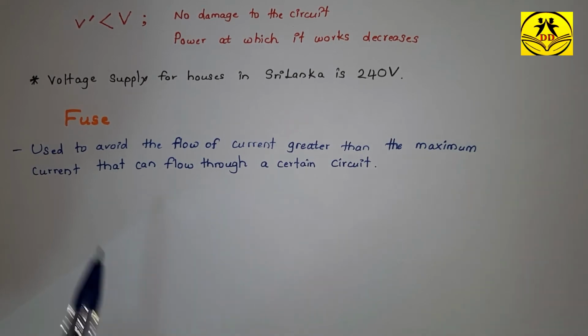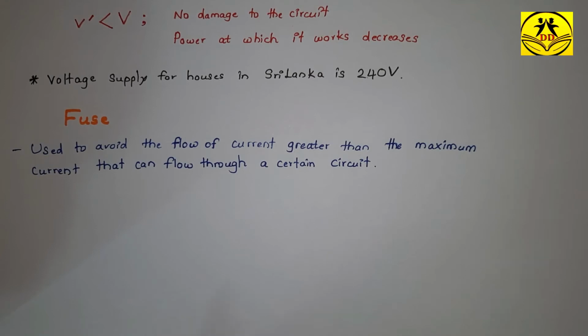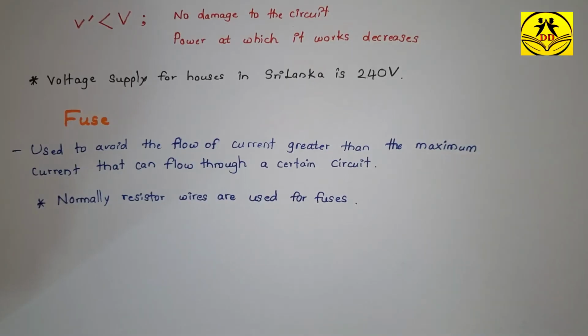Normally fuses are also resistor wires. These are thin resistor wires which will get melted, and the circuit will break, and the heavy current flow through the circuit will be prevented. So normally resistor wires are used for fuses.